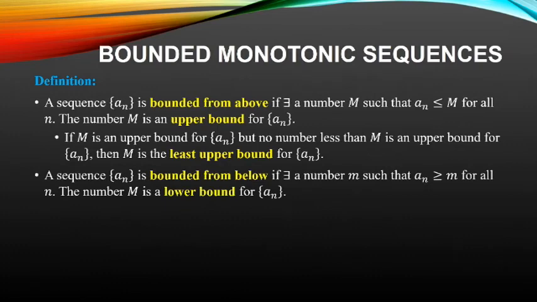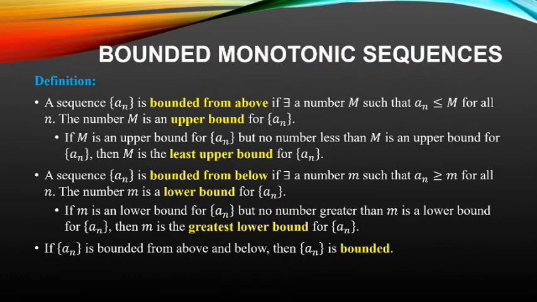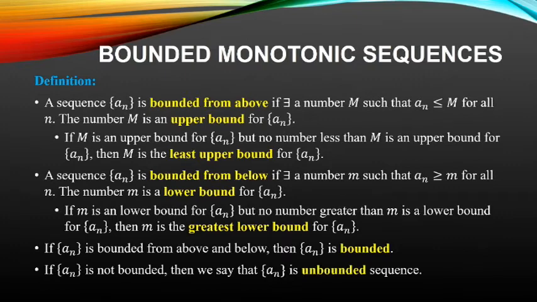Also, a sequence a sub n is bounded from below if there exists a number small m such that a sub n, or the terms of our sequence, is greater than or equal to m for all n. The number small m is a lower bound for the sequence. If small m is a lower bound, but no number greater than m is a lower bound for the sequence, then m is the greatest lower bound. If the sequence a sub n is bounded from above and below, it is bounded. If the sequence is not bounded, we say that it is unbounded.